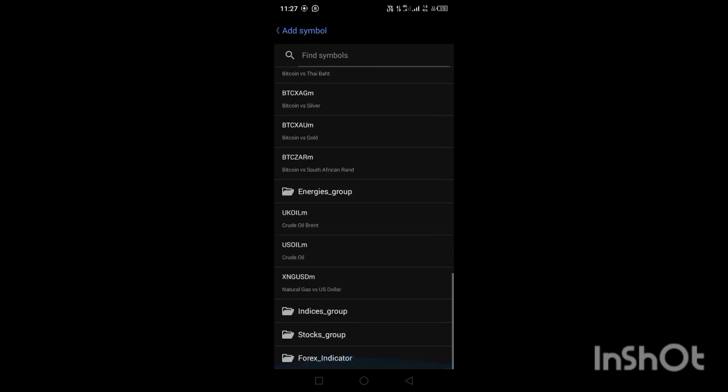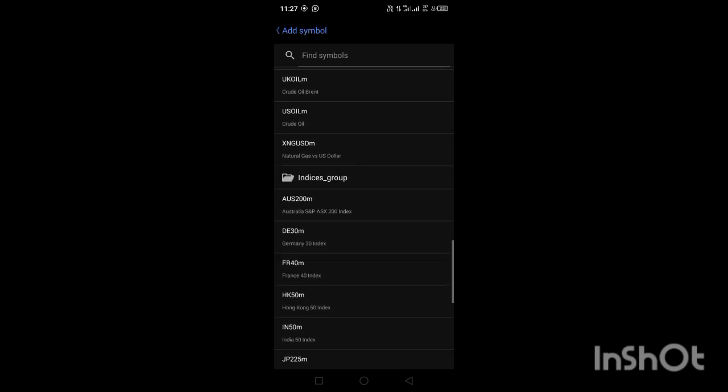Then we have what we call energies. Energies are like crude oil, natural gas, etc. Some still have more. These are energies. They trade crude oil, natural gas, and the rest.